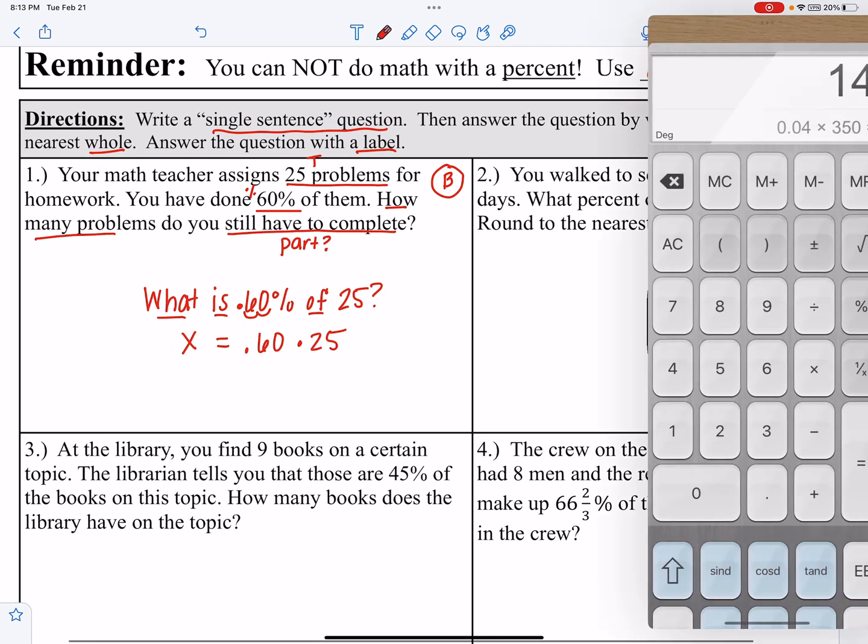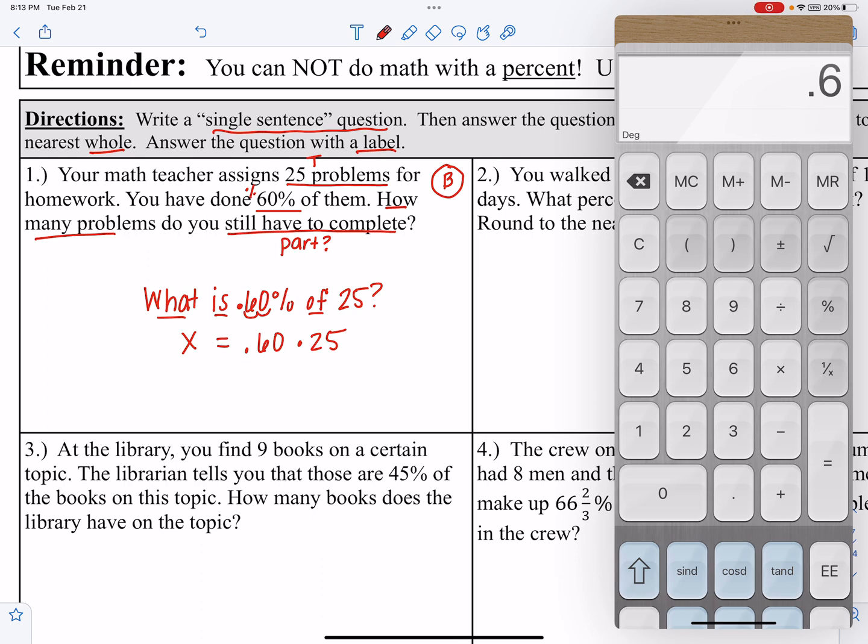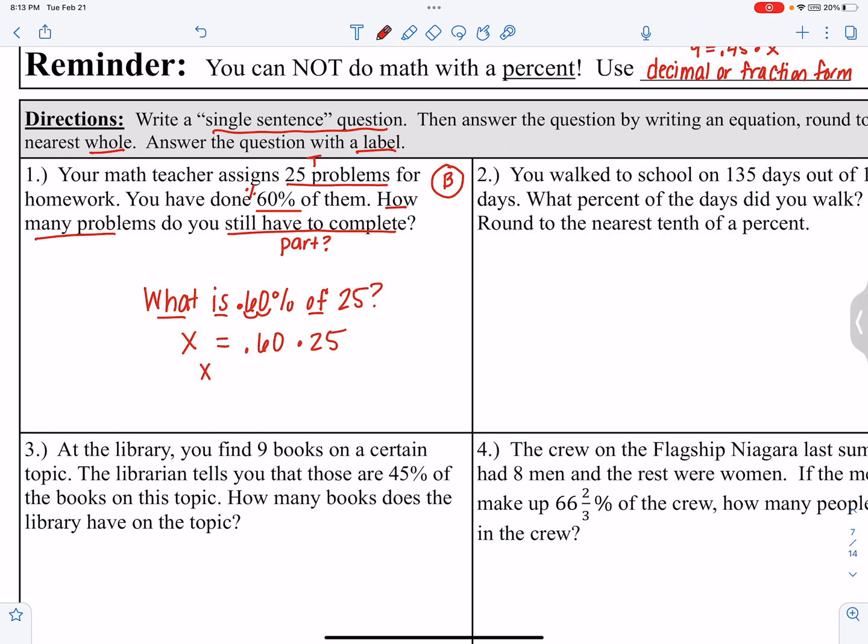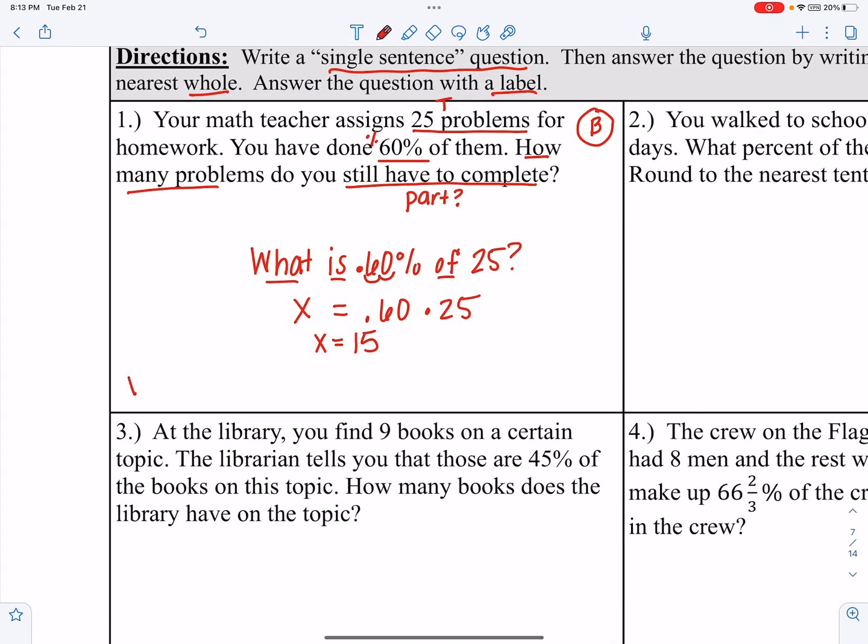Okay, and then just like yesterday, we can go ahead and solve this. So 0.60, because X is already isolated, times 25, and we get X equals 15. Okay, let's think about that as we write our answer. How many problems do you still have to complete? You still have to complete 15 problems. Okay.